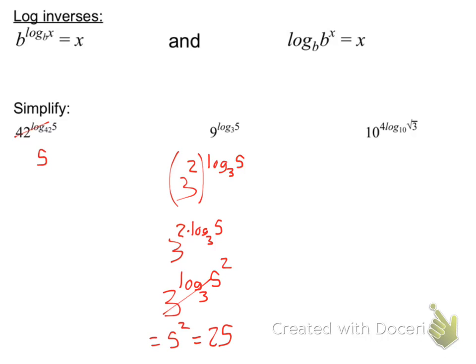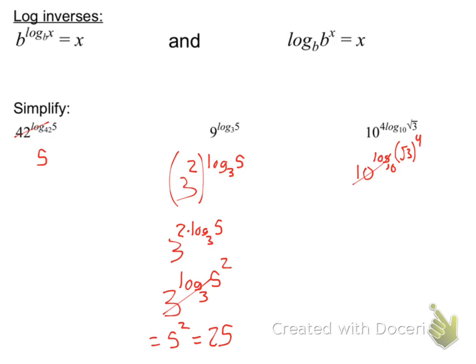So far, all of them are dealing with the first one. I'm guessing the next slide will deal with the next inverse. So can we apply that exact same logic to 10 to the power of 4 times log base 10 of the square root of 3? Yeah, so wouldn't it be square root of 3 to the 4th power? Okay, so this would be 10 to the log base 10 of square root of 3 to the 4th power.